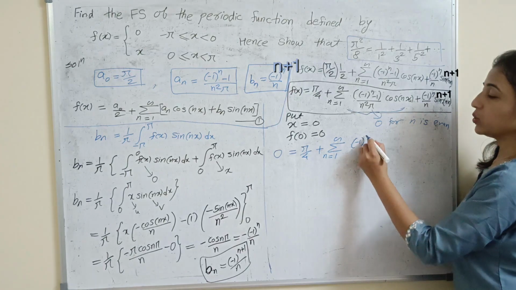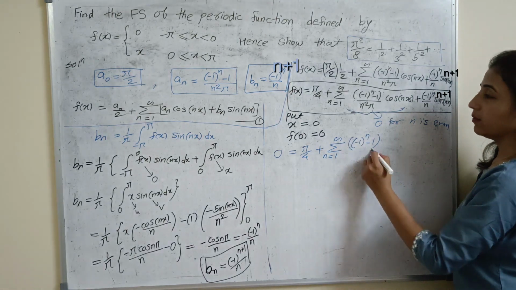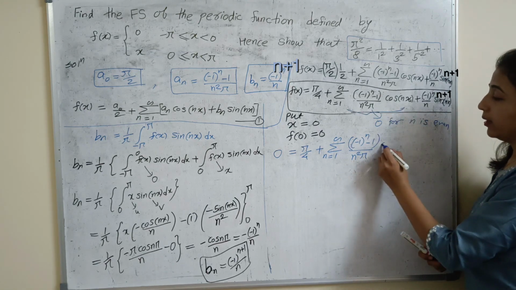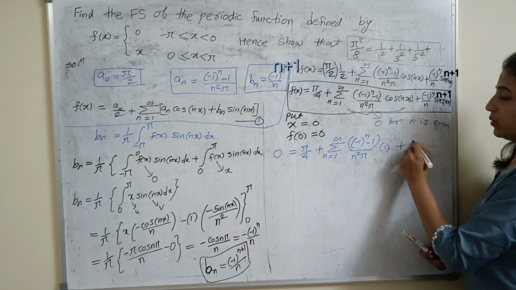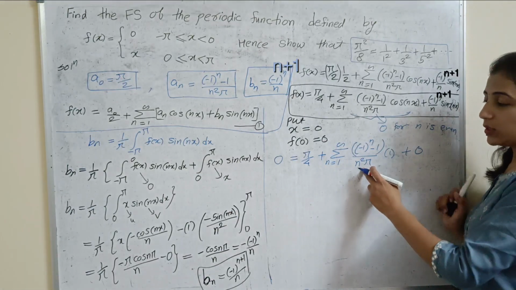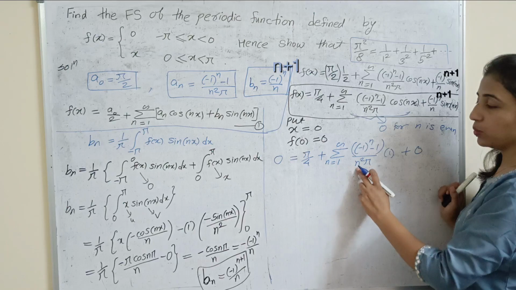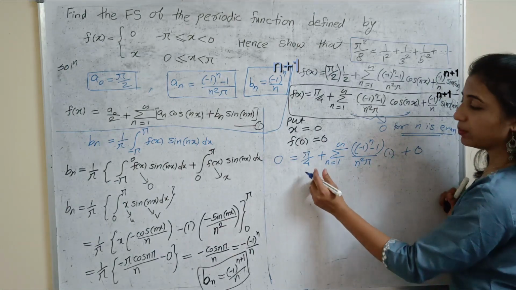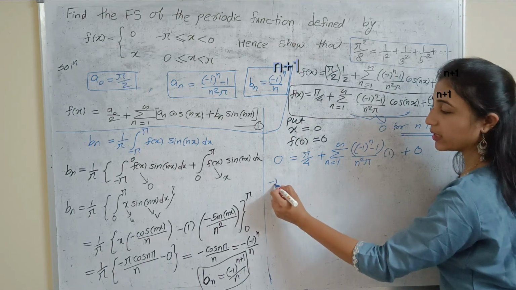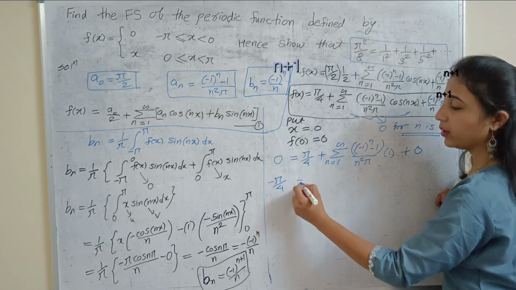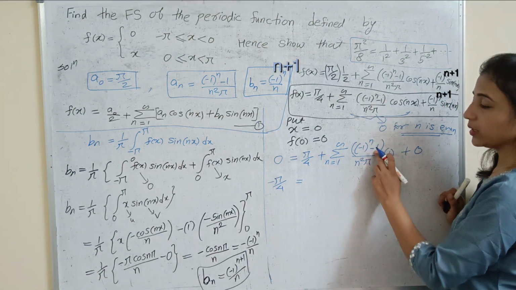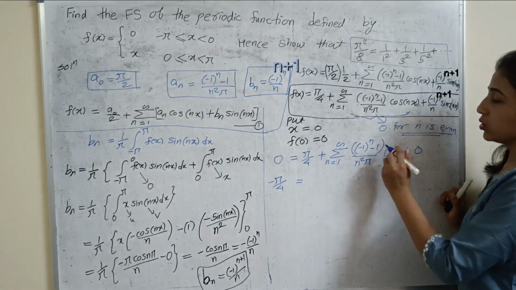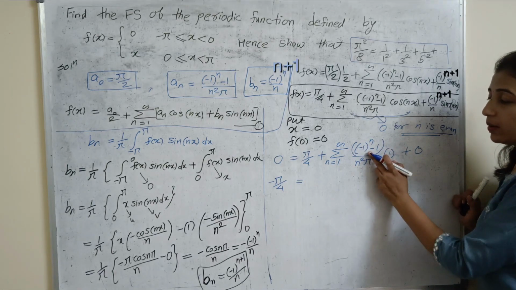Here minus 1 raised to the power n minus 1 divided by n square pi. Cos of 0 is 1 and sine of 0 is 0. Now here expand this summation. So if we put n is 1, 2, 3, 4, we know that for every even n it becomes 0. So I will here shift this pi by 4 to the left hand side. So it is minus pi by 4 equal to, n is 1. So for odd number this now becomes minus 2. So for every odd number this numerator becomes minus 2.